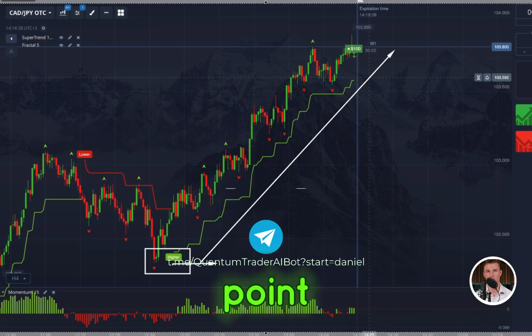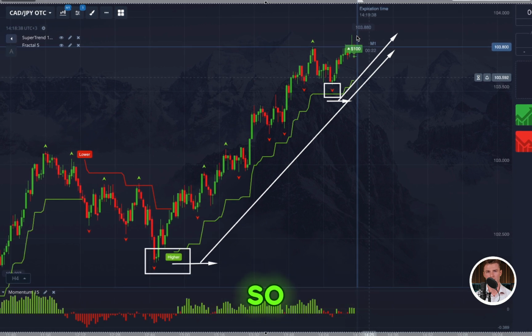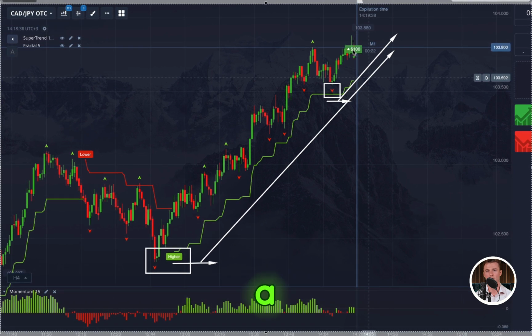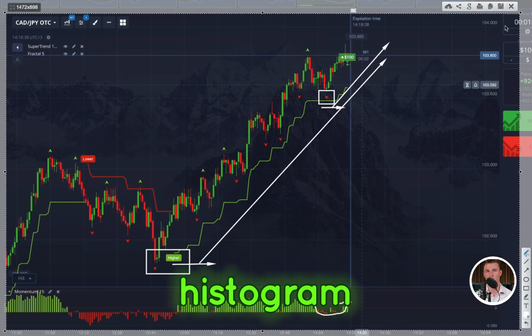An important point, there was an update on the fractal of the structural minimum, but the maximum was not updated. So in this vein, we can open a trade in the continuation of the trend and see rising volumes on the oscillator histogram. Let's look at the result.